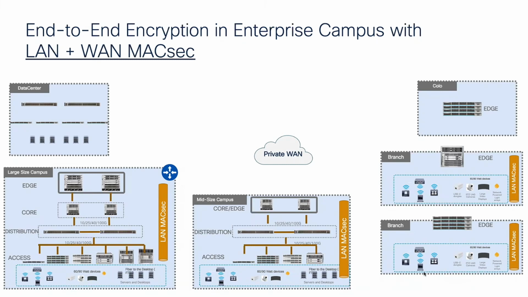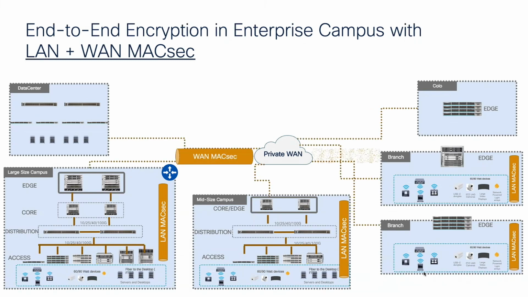Obviously, LAN MACsec will not work in that case. So this is where WAN MACsec comes into the picture. This is something we have recently started supporting on our core portfolio, which is 9500X and 9600X. Now, this is going to extend that MACsec encryption across the WAN also. This builds that end-to-end encryption. Now you have encryption within the organization, and you're able to extend your encryption across the WAN also.